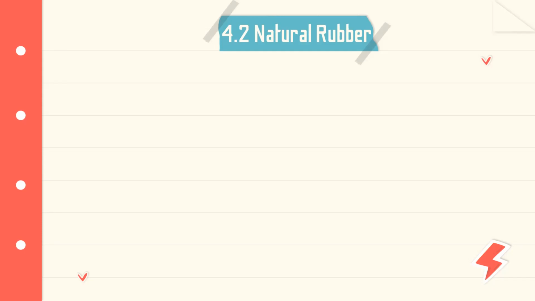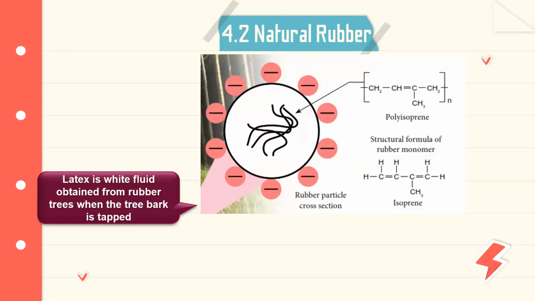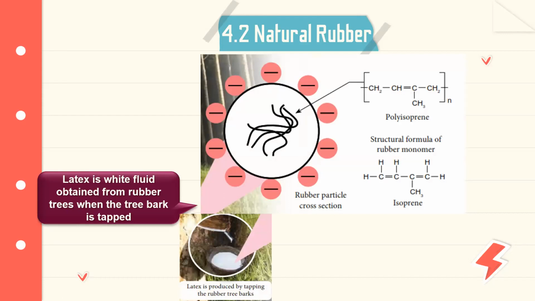Let's move on. Natural rubber. How many of you have seen latex before? How many of you have tapped a tree before? I had one student tell me last time that the grandfather owns a plantation. Very nice. What color is the latex? Obviously white in color. All of you should know that. It's a white fluid obtained from the rubber tree when it's being tapped. Very good.